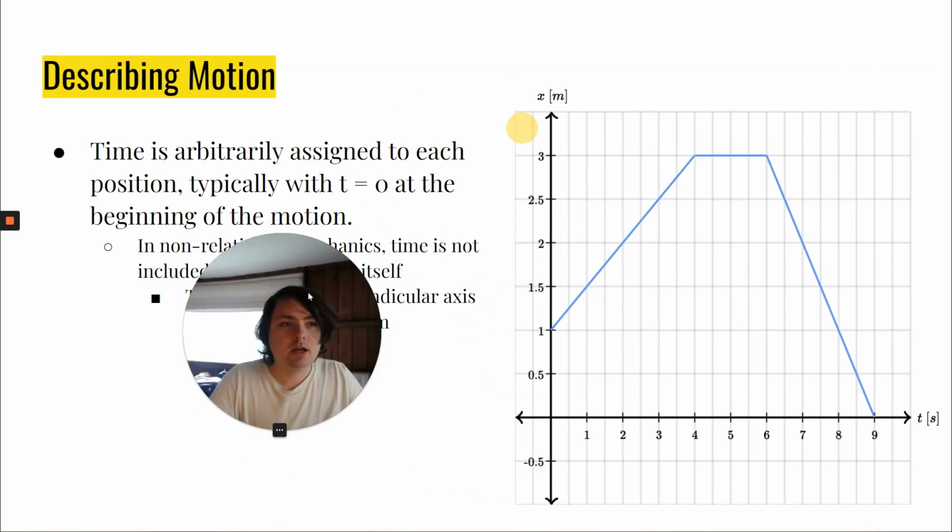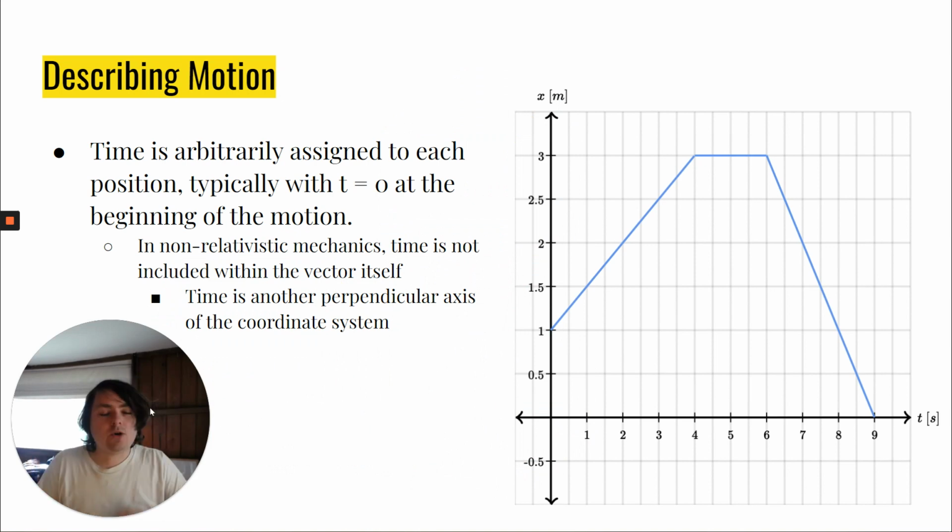Okay. And now time. How did we deal with time? So time is arbitrarily assigned to each position, typically with time equal to 0 at the beginning of the motion. And so in non-relativistic mechanics, which is what I'm pretty much exclusively going to be talking about in the next many videos, time is not included within the vector itself. So I'm not doing something like one of these position vectors is x, y, and ct, speed of light times time.